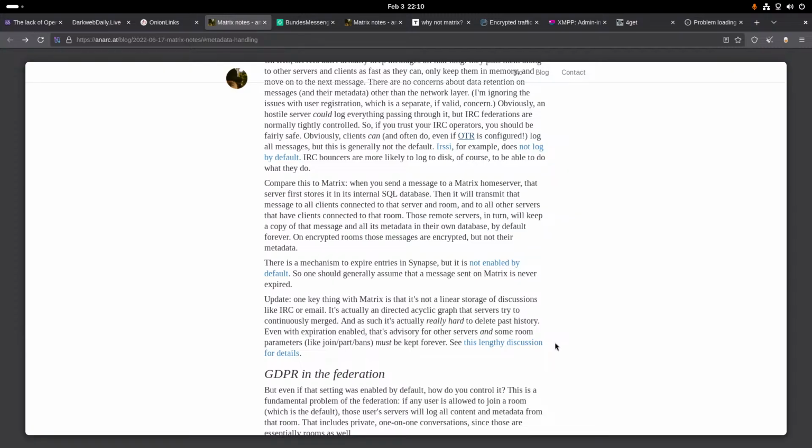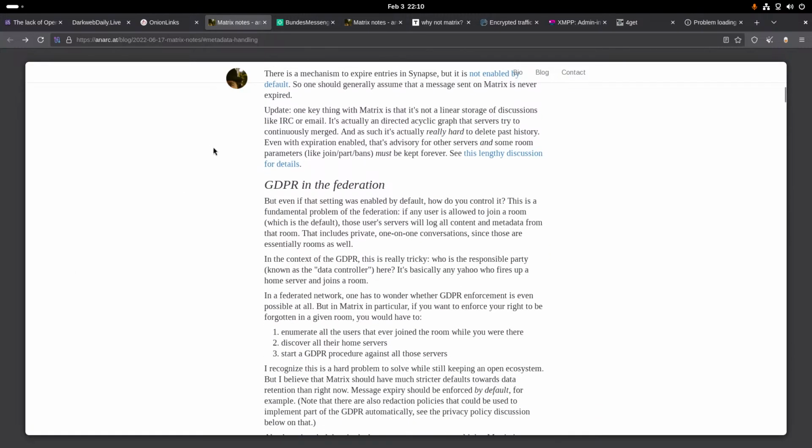There is a mechanism to expire entries in Synapse, but it's not enabled by default. So one should generally assume that a message sent on a Matrix server never expires. Update. One key thing with Matrix is that it's not linear storage of discussion like IRC or email. It's actually a directed acyclic graph that servers try to continuously merge. As such, it's really hard to delete past history, even with expiration enabled. That's advisory for other servers, and some room parameters, like join, part, and bans, must be kept forever. This is a lengthy discussion for detail. Wow.